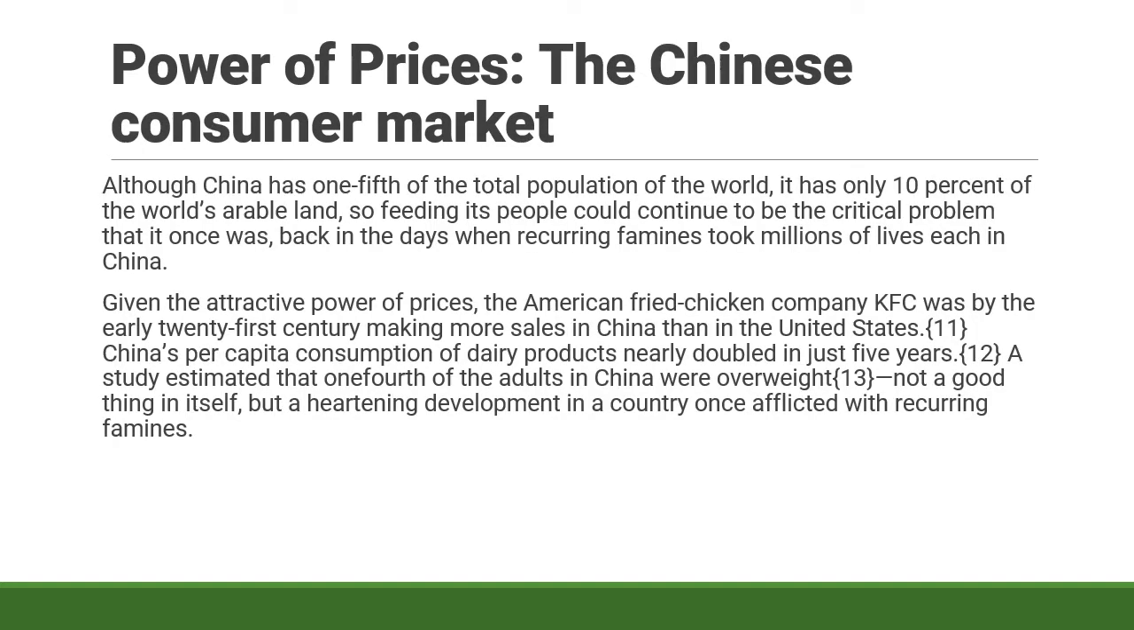Now let's look at an example. When we think about the Chinese consumer market, we need to understand that China has 1/5 of the total population of the world. It only has about 10% of the world's arable land, right? So this, on the onset, shows us a critical problem when it comes to food security. Within a closed economy, they would have to rely on what arable land is available to them in order to produce the sheer volume of food they need to feed their entire population.